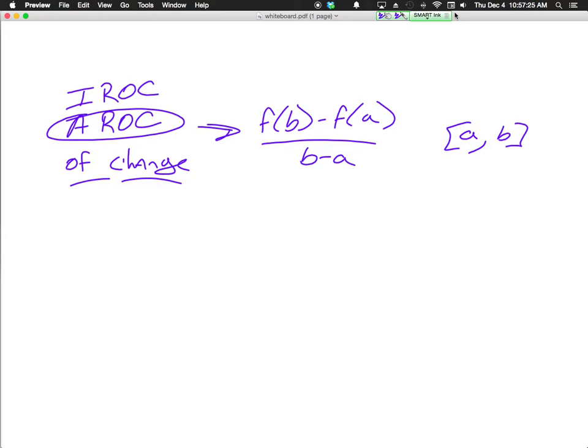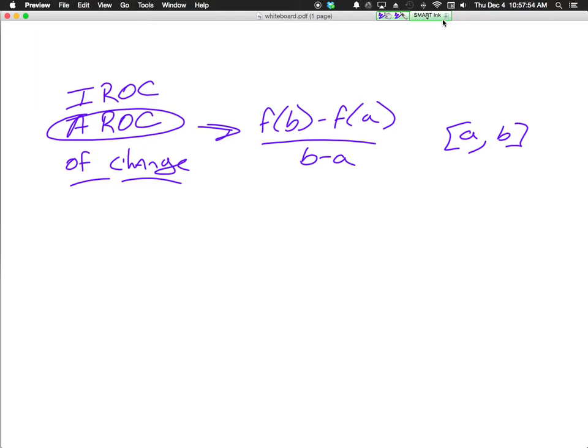I feel like we're not going to just have a thing and be able to plug the A and B in. It's never that simple. Do we have to find A and B from the words? No. They're going to give you A and B and the function, every time. If they want you to find average rate of change, they've got to give you the endpoints.